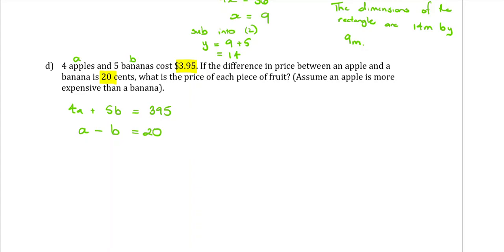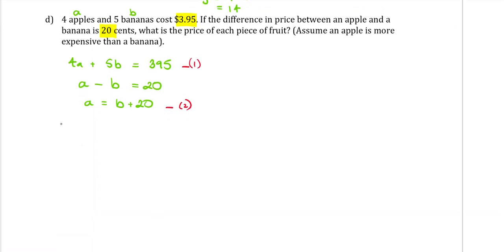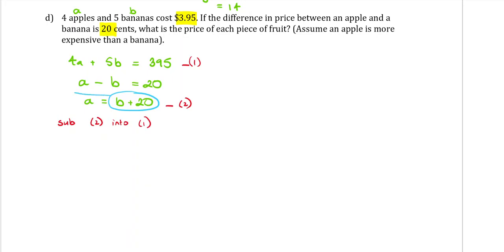Okay, so let's do substitution method again. Let's rearrange this second equation, get the a by itself, which means we move the b across and it becomes positive b plus 20. So we're going to have equation 1, and this one's going to be equation 2. We're going to sub equation 2 into equation 1. So I take that a is equal to b plus 20, and it's going to go in the a for the first equation. So 4 lots of b plus 20 plus 5b is equal to 395.